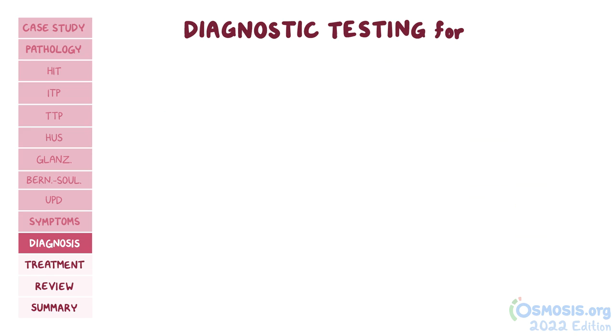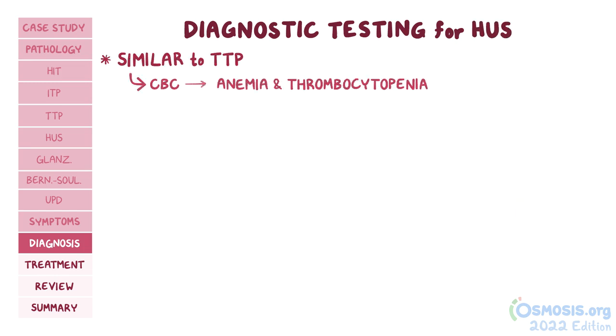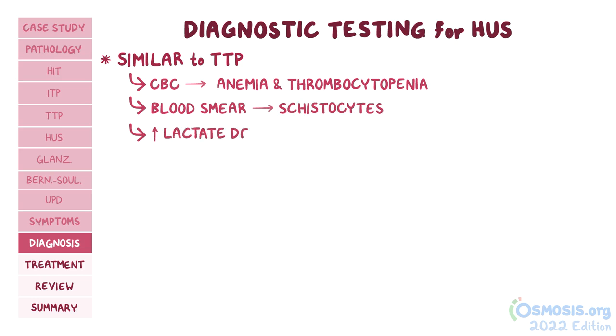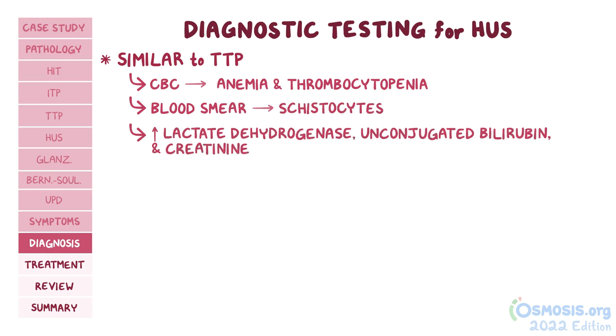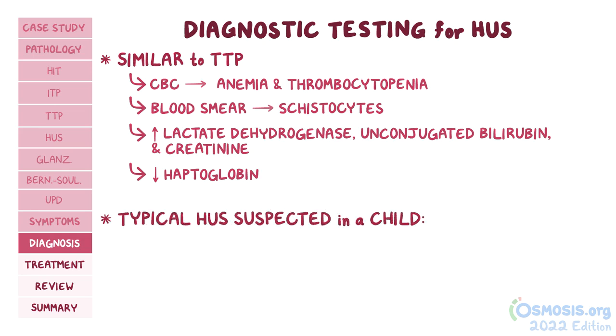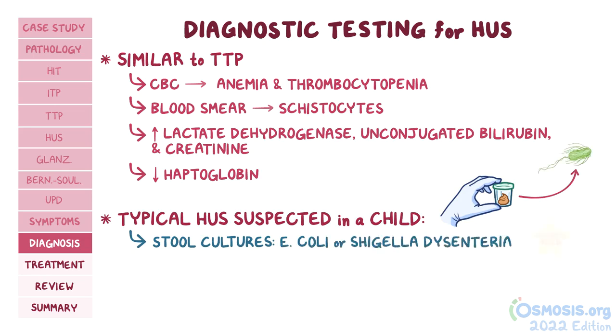Now, laboratory studies in HUS are similar to TTP, with a CBC showing anemia and thrombocytopenia, the peripheral blood smear showing schistocytes, and elevation of lactate dehydrogenase, unconjugated bilirubin, and creatinine levels, as well as decreased haptoglobin levels. When typical HUS is suspected in a child, stool cultures can be sent off to look for E. coli or Shigella dysenteriae.